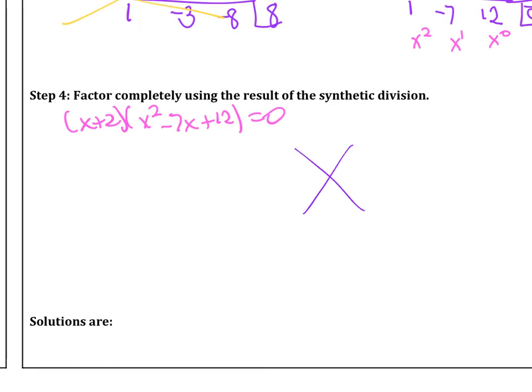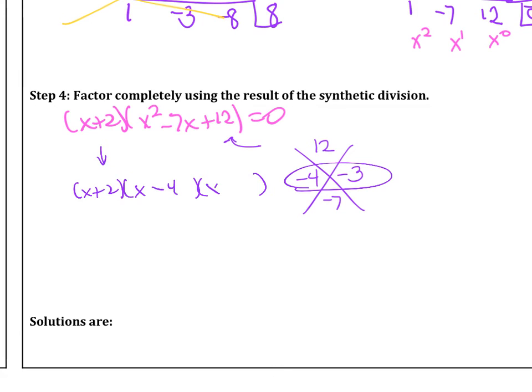So we can use the x method to factor this here. It multiplies to 12 and adds to negative 7, and that's negative 4 times negative 3. Negative 4 times negative 3 is 12. Negative 4 plus negative 3 is negative 7, so that is correct. So this factors to x plus 2, that's just this here, then x minus 4 times x minus 3 equals 0.